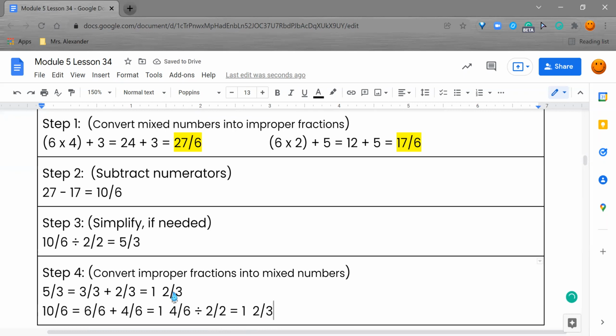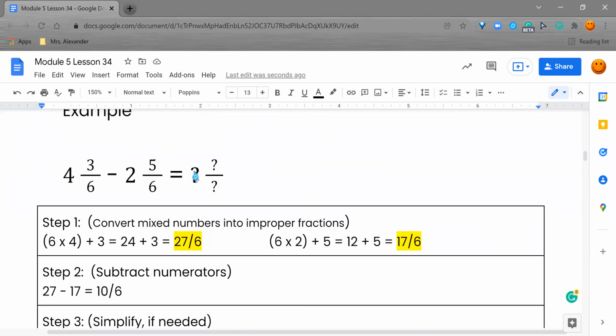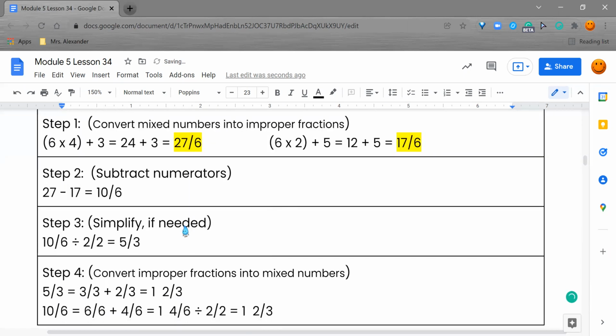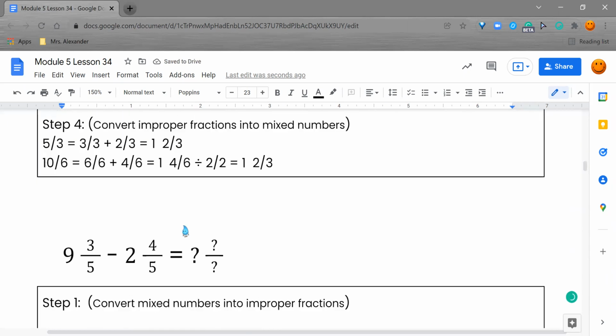So either way, we're still getting 1 and 2/3. It's just where you see on having to reduce and simplify, you guys. So I'm going to quick write up here, put in 1 and 2/3. And now we'll go down to one more example.